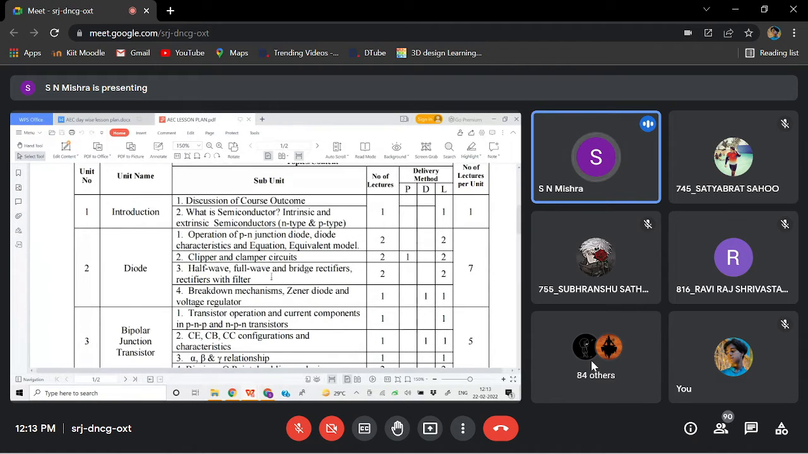Dependent current source, independent current source, dependent voltage source, independent voltage source, DC source. All these things are present. Okay, and you're comfortable to analyze the circuit by applying KCL and KVL.